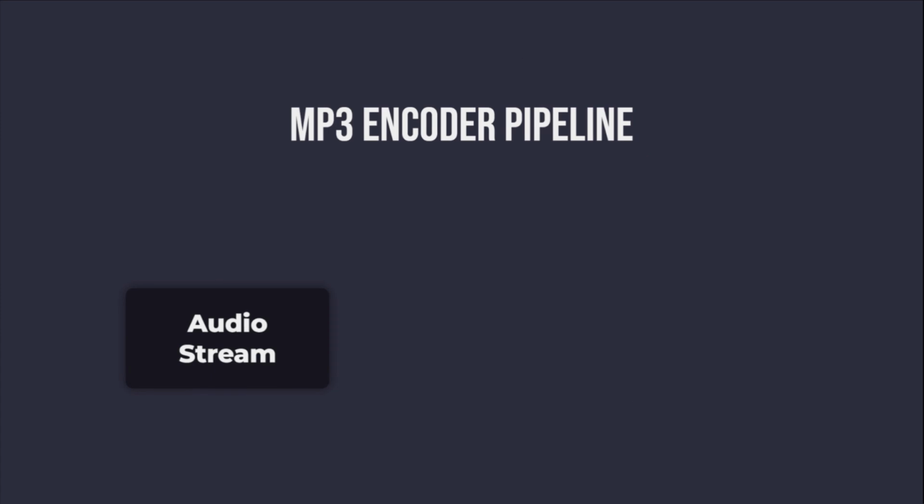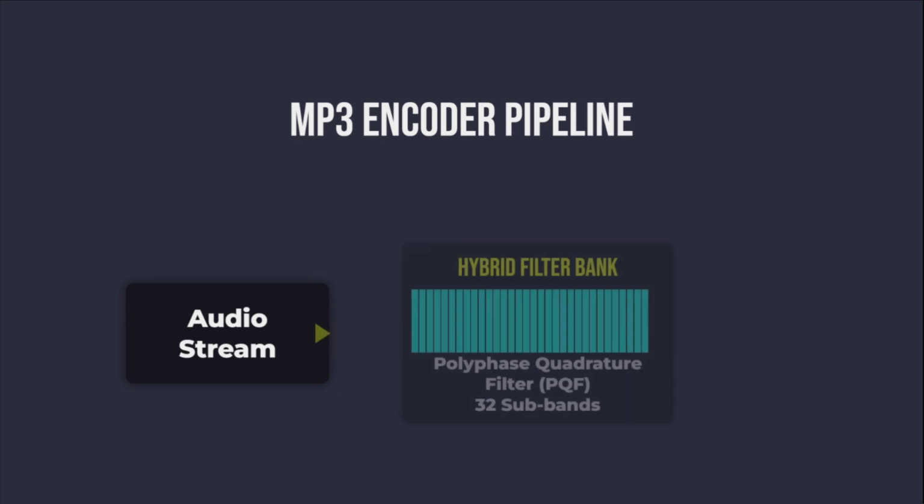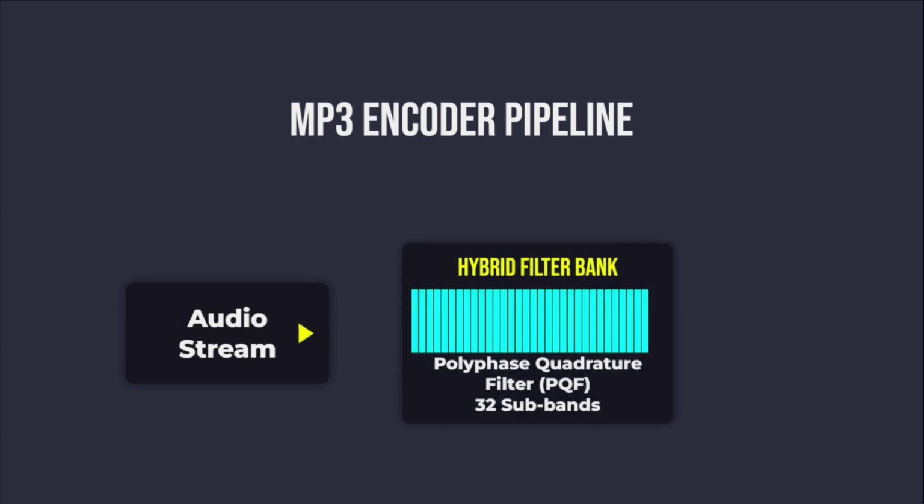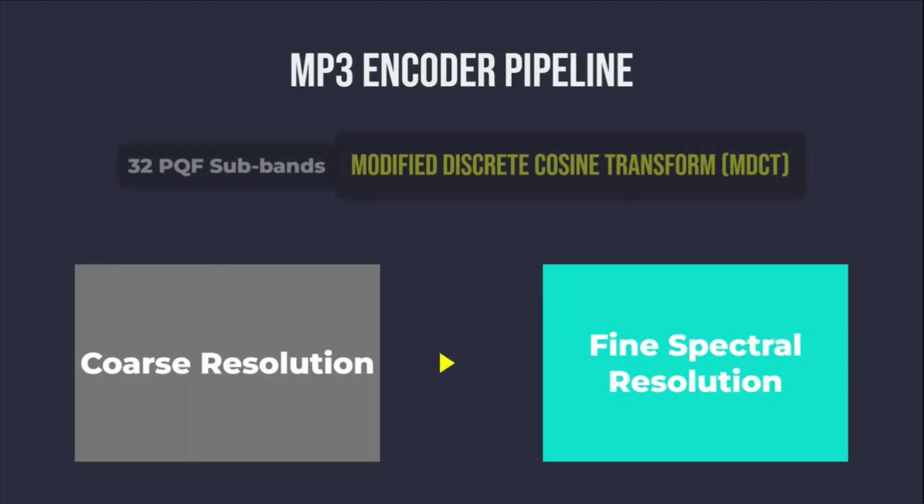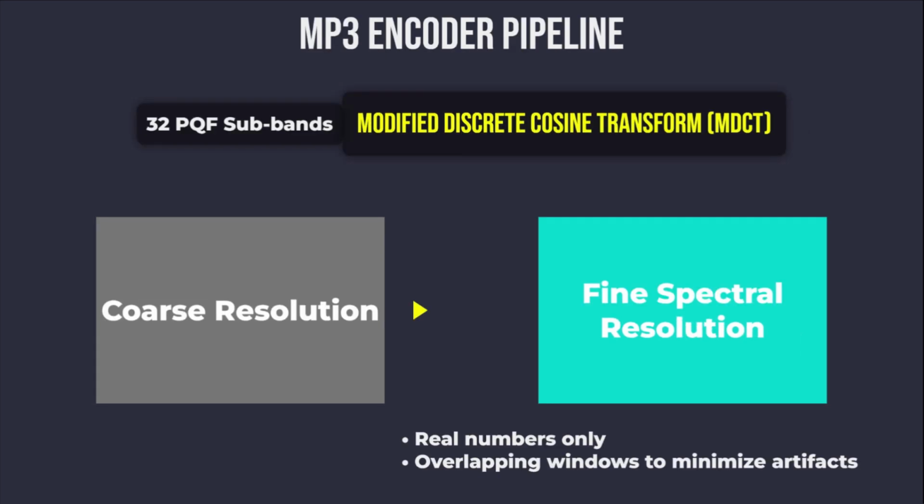Before applying the FFT, the audio stream is processed by a filter bank. The MP3 standard, specifically MPEG-1 Audio Layer 3, uses a hybrid filter bank structure. It first employs a Polyphase Quadrature Filter bank, or PQF, which splits the audio into 32 equally spaced frequency subbands. This initial filtering provides coarse frequency resolution. The subsequent application of the Modified Discrete Cosine Transform, or MDCT, within each subband provides the necessary fine spectral resolution required for accurate masking calculations.